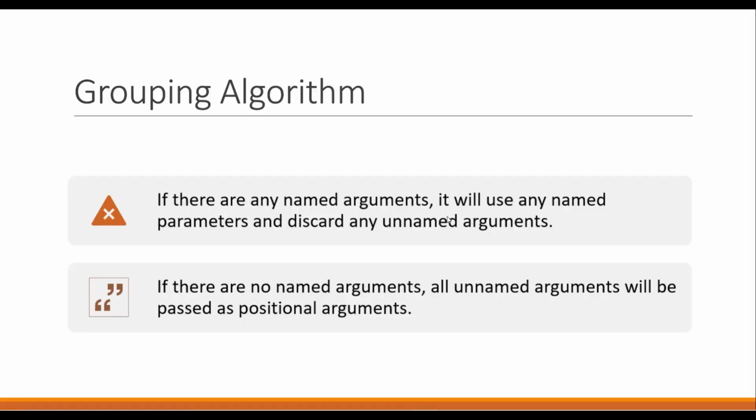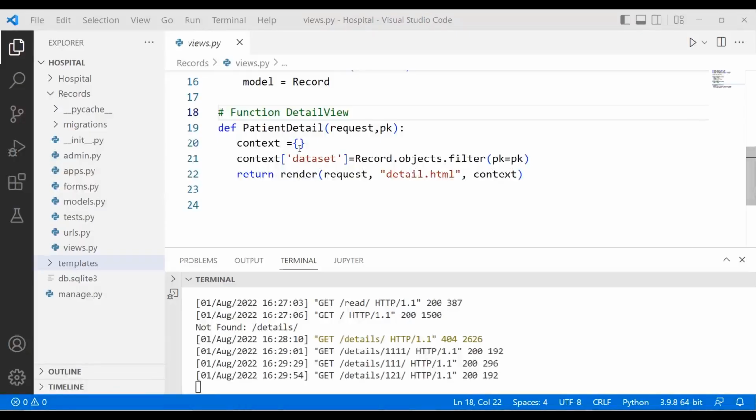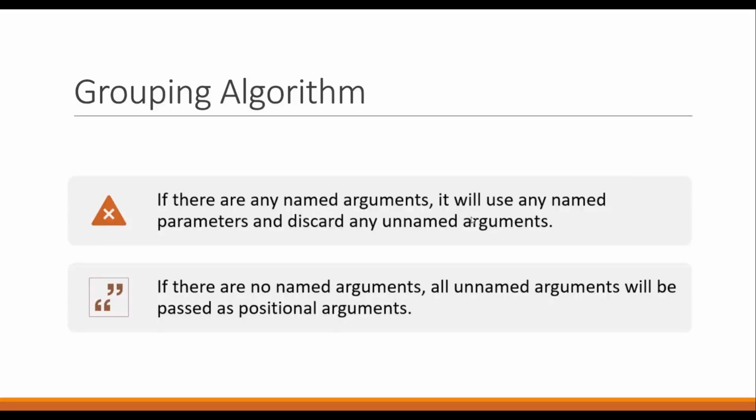So I explain the noted point with an example. Here you can see that I create a patient detail view function, and you can see that I pass an additional argument to this view having the name PK. So whether you are using the named argument or the unnamed argument, you have to pass an additional argument to this view. So with this we have also learned the grouping algorithm, and in the next video we will learn using default view arguments.